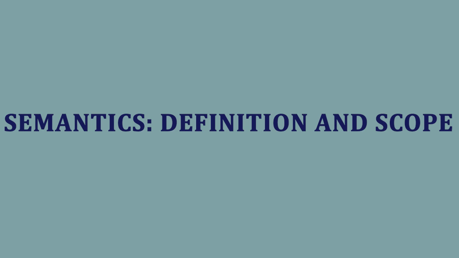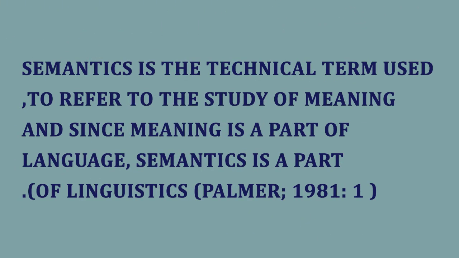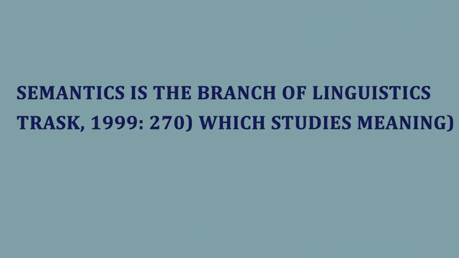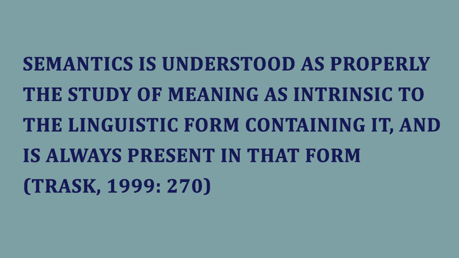Here I will present some representative definitions. First definition: semantics is the technical term used to refer to the study of meaning, and since meaning is part of language, semantics is a part of linguistics. So Palmer, 1981, limits semantics to linguistics. The second definition is: semantics is the systematic study of meaning, and linguistic semantics is the study of how languages organize and express meaning. In this definition, we have the term systematic, that is scientific. Semantics is also defined as the branch of linguistics which studies meaning. Semantics is understood as properly the study of meaning as intrinsic to the linguistic form containing it.